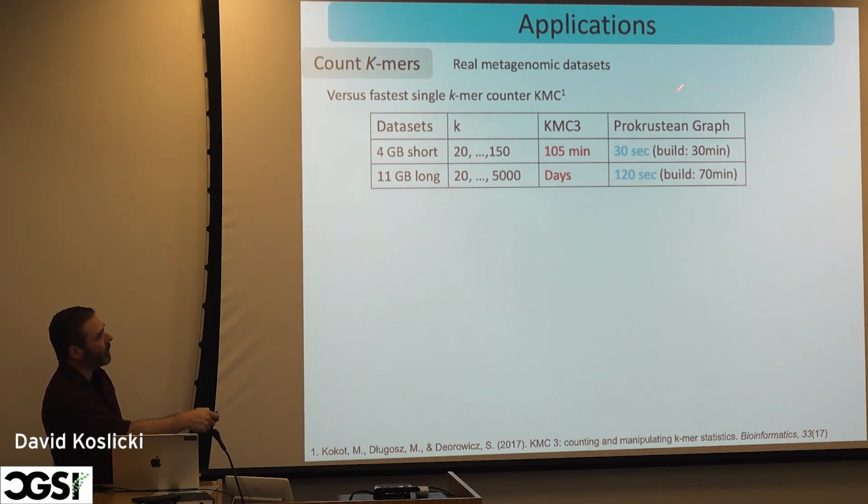Use this Prokrustean graph, since we're only passing over the graph once, it takes 30 seconds to do the computation after you invest 30 minutes in building this data structure. Similarly, if you try to do this huge range of k-mer sizes for this long metagenomic set, it would take days with KMC3, whereas it takes a couple minutes after you invest just over an hour to index this thing.